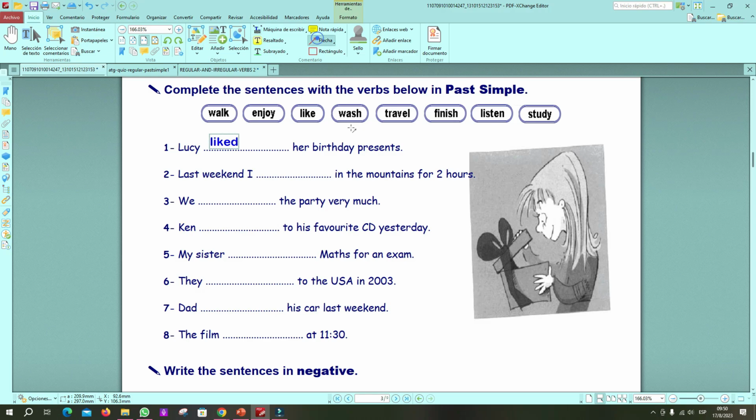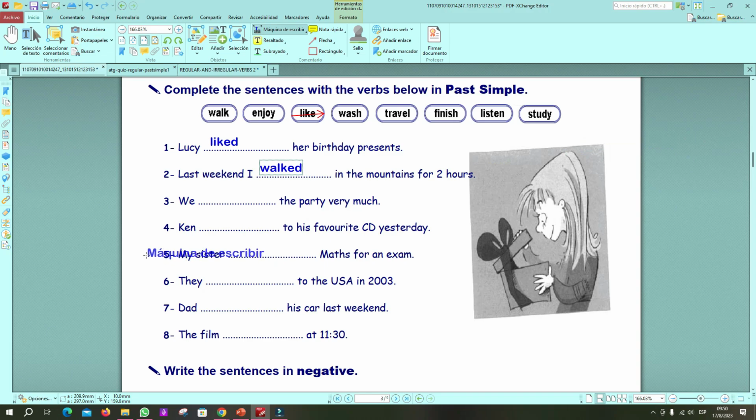But also I think we can use enjoyed. It could be, right? But we need enjoy for another sentence. So yeah, like is better here. Okay, excellent, Mr. Ruben. Let's see number 2. What about this one? Last weekend, I walk. Excellent.